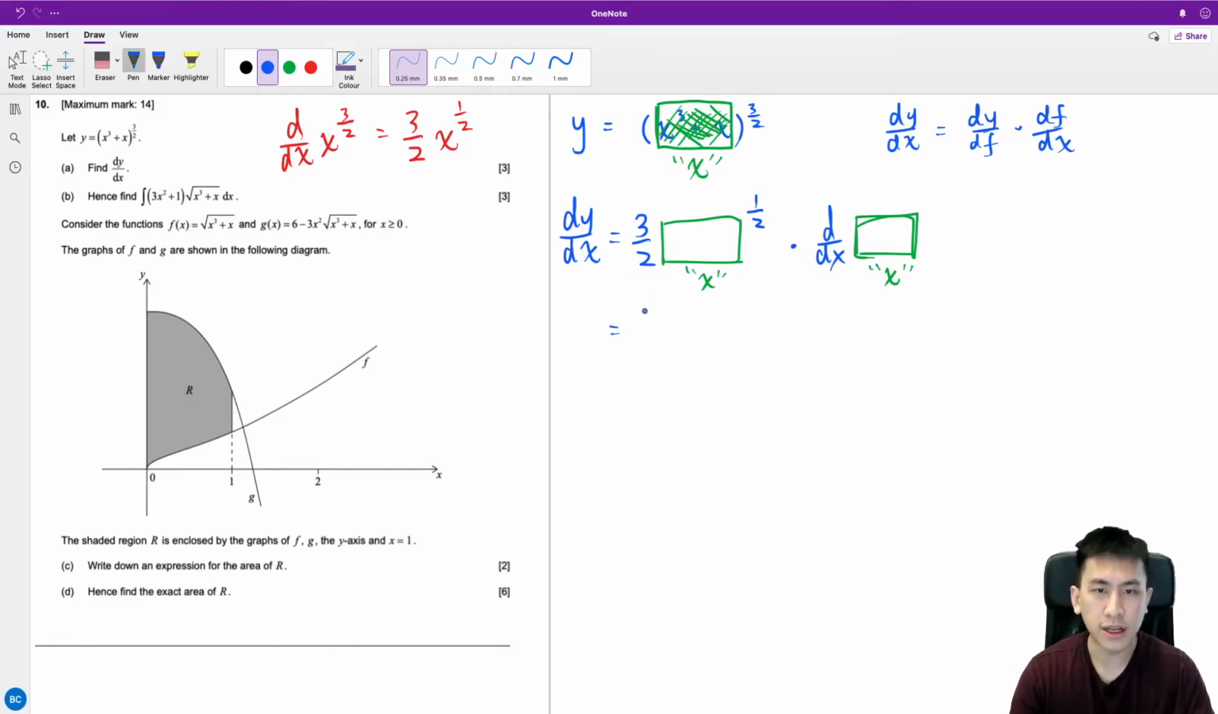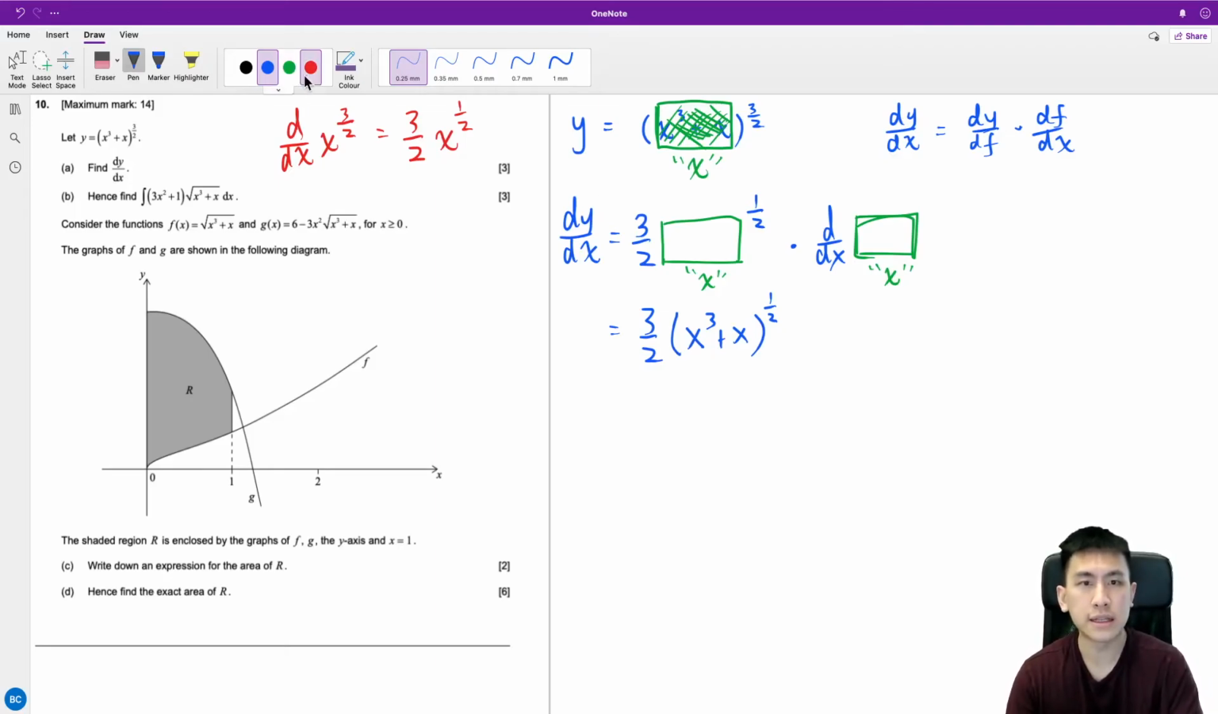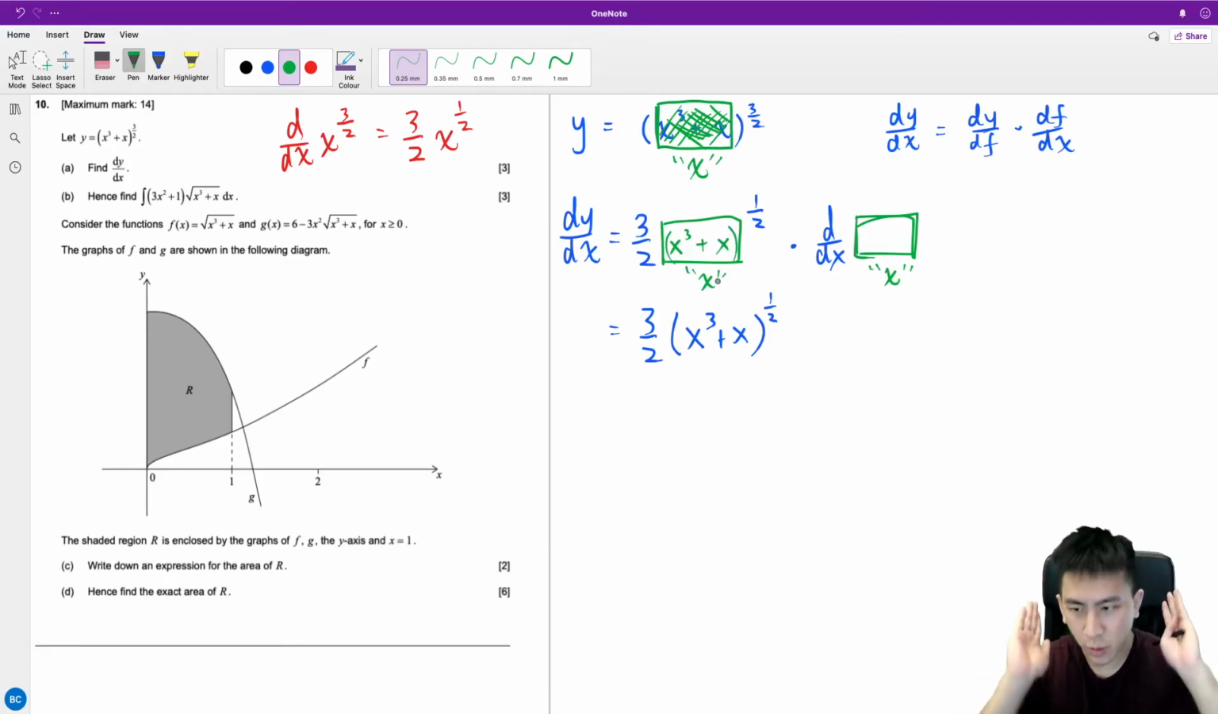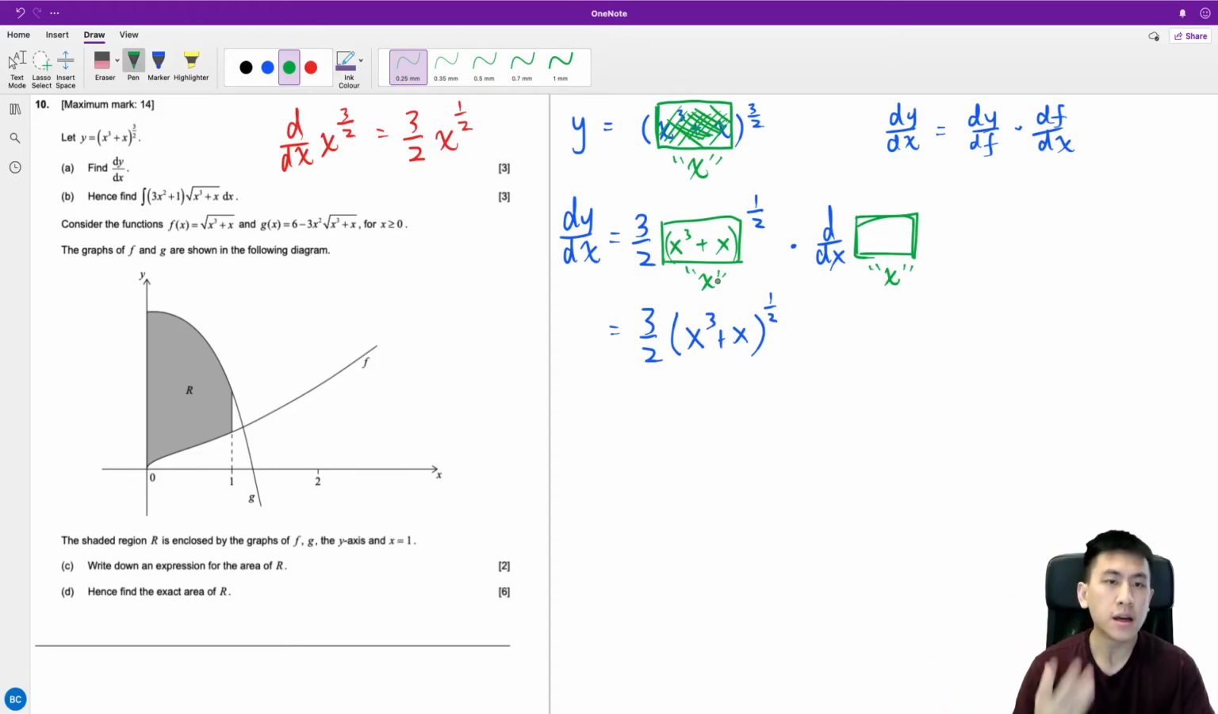So I'm just going to get 3 out of 2, and of course bracket x cubed plus x, to the power of a half. That is basically treating, because you actually know what's going on inside the green bracket, is your x cubed plus x, right? Imagine if we just treat that as just 1 x, then just differentiate it as if it's just an x. But then, of course, we got to compensate.